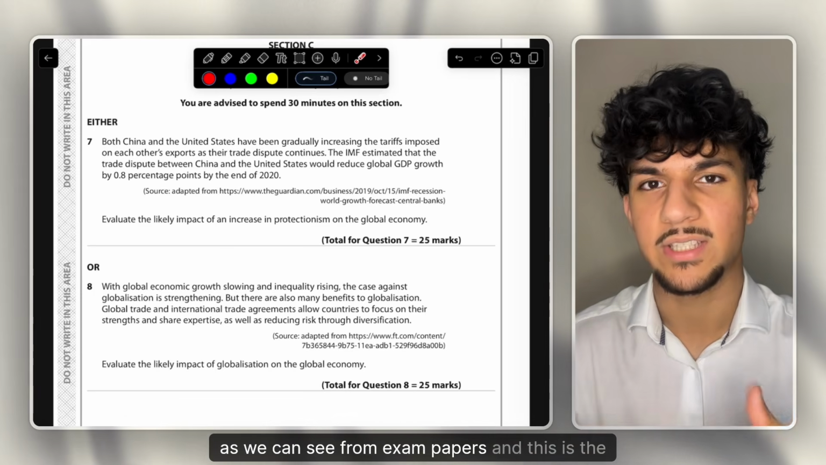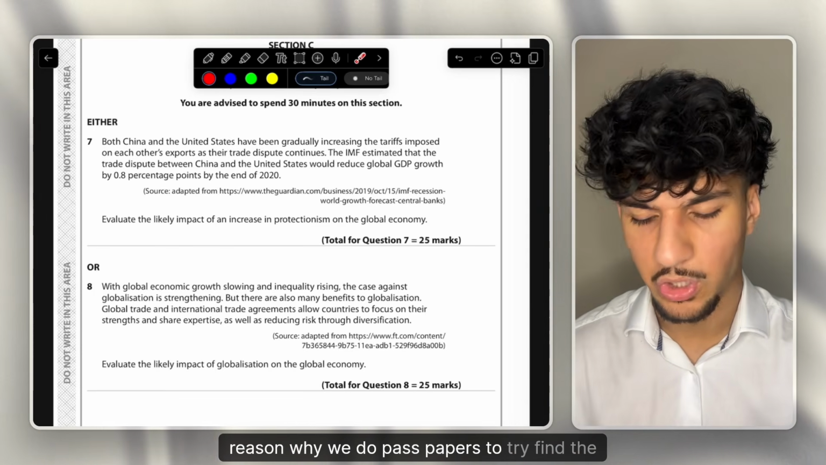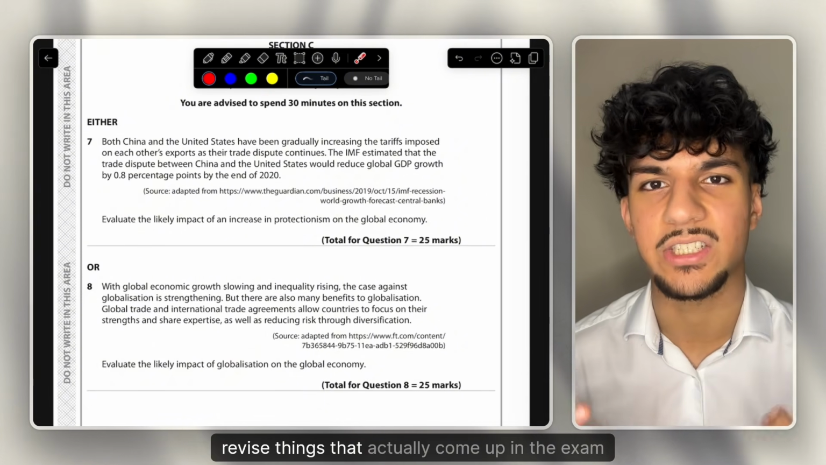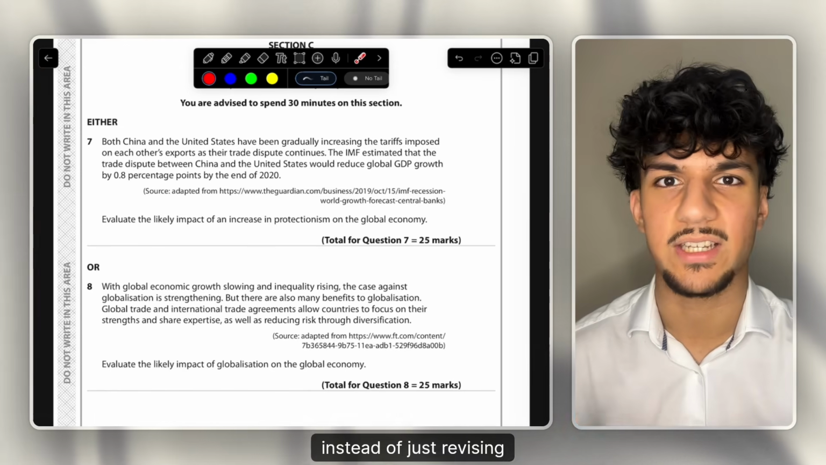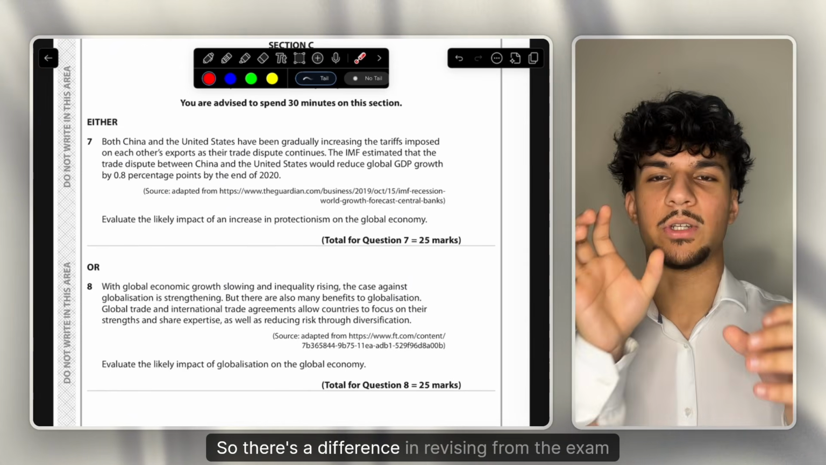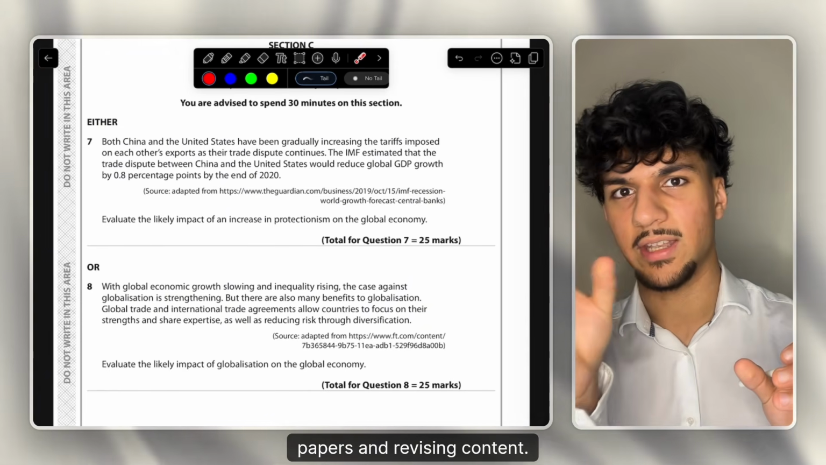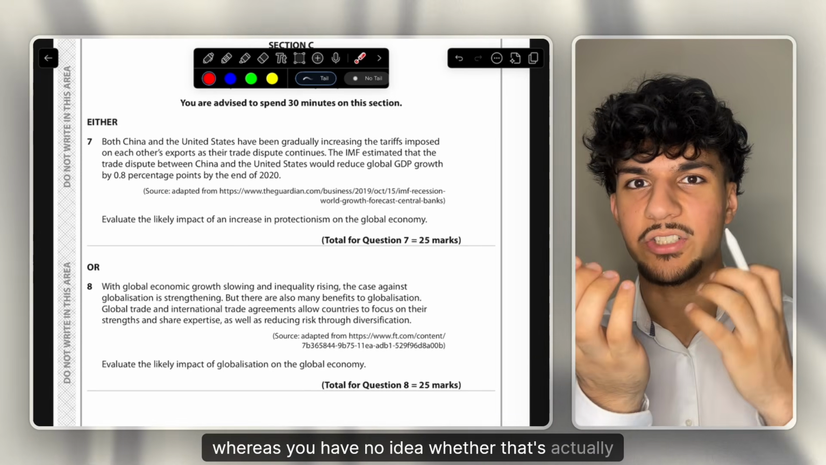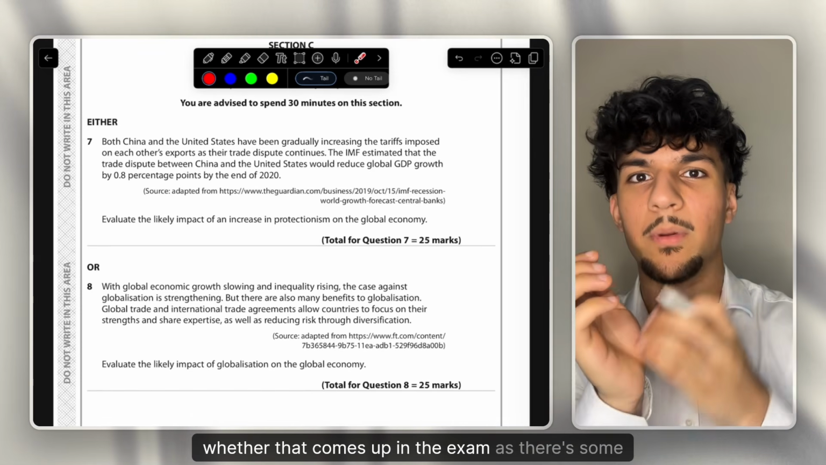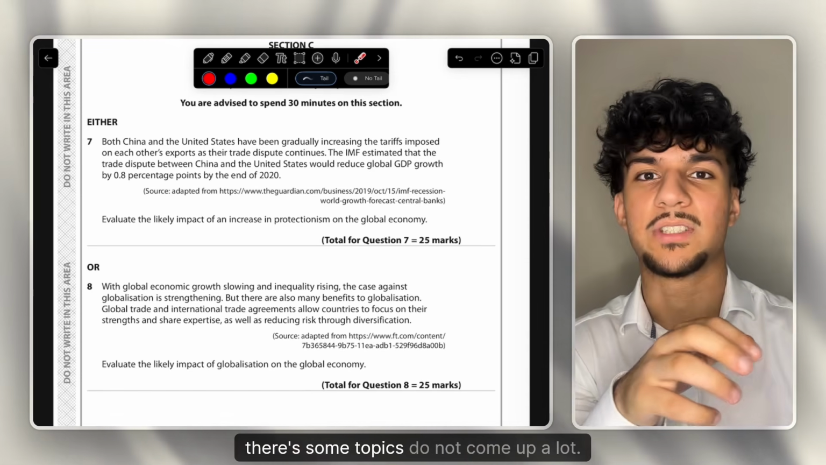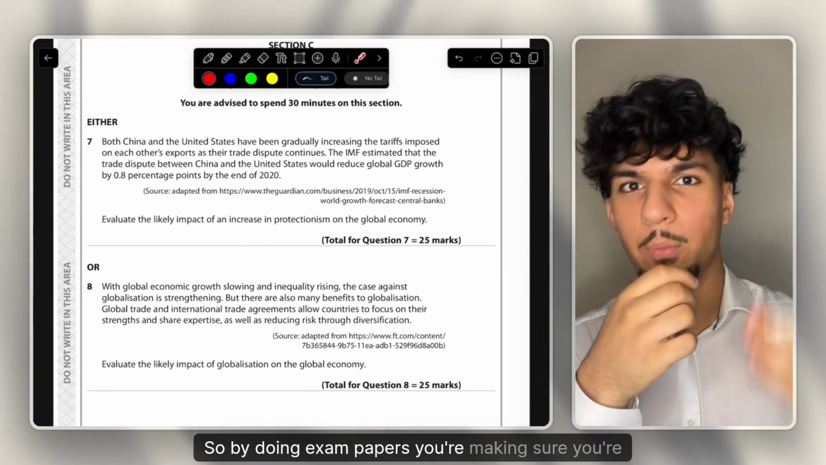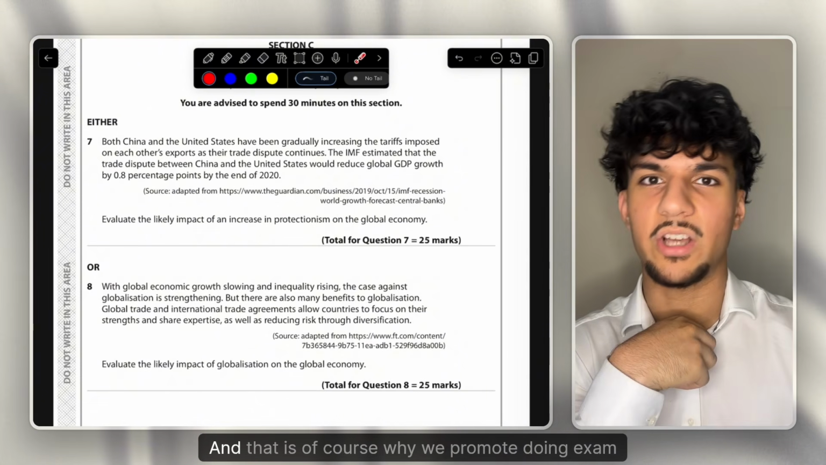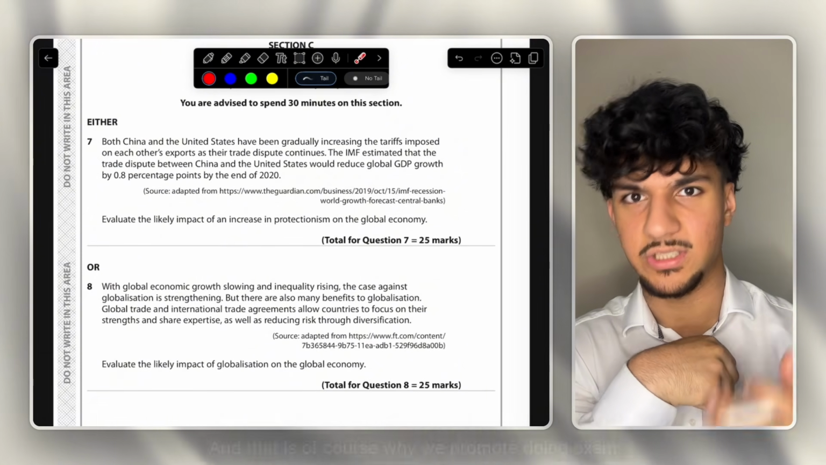As we can see from exam papers, and this is the reason why we do past papers, we try to find the relative weighting, to find what actually comes up in the exam, and to revise things that actually come up instead of just revising from your content. There's a difference between revising from exam papers and revising content. When revising content, you're just making sure you can recall things, whereas you have no idea whether that's highly weighted or whether it comes up in the exam. Some topics come up a lot, and some topics do not. By doing exam papers, you're making sure you're actively revising the topics and questions that are regularly assessed. That is, of course, why we promote doing exam questions so much.